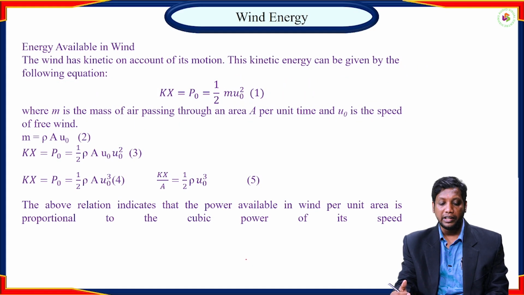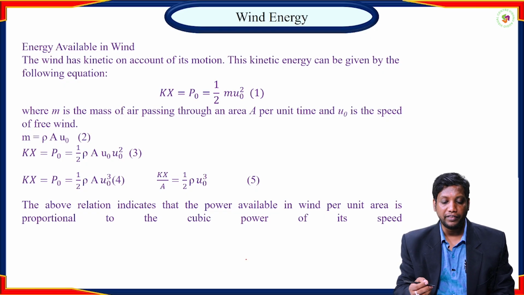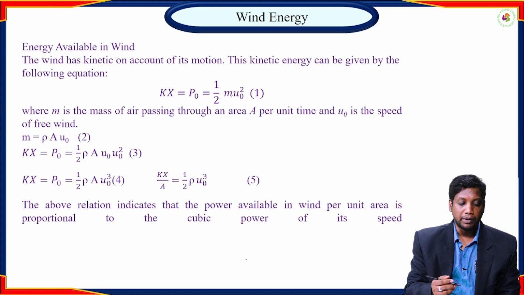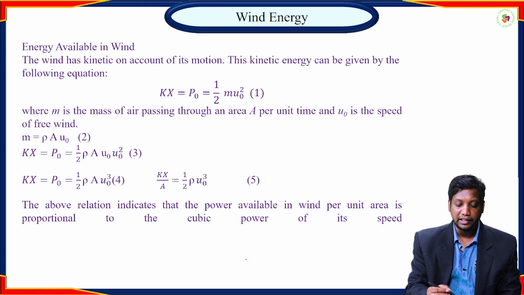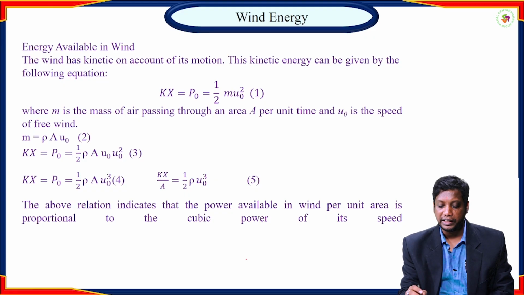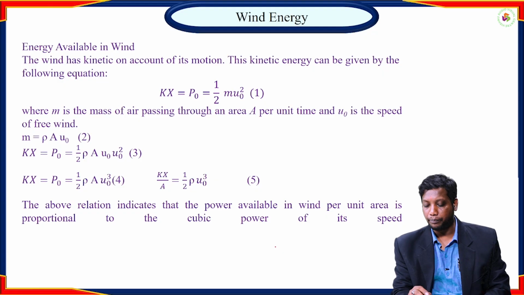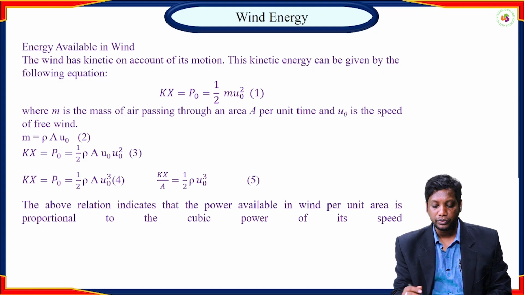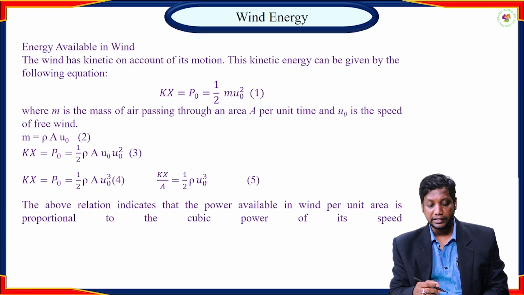And the available energy in the wind, we can represent as the kinetic energy, KE equals half m u naught square. If you substitute the mass with rho A u naught, then we obtain the final equation, KE per unit area equals 1 by 2 rho u naught cube. So that is the main correlation. This correlation indicates that wind power per unit area is proportional to the cubic power of its speed. So the energy that we are going to generate is dependent on the speed available.